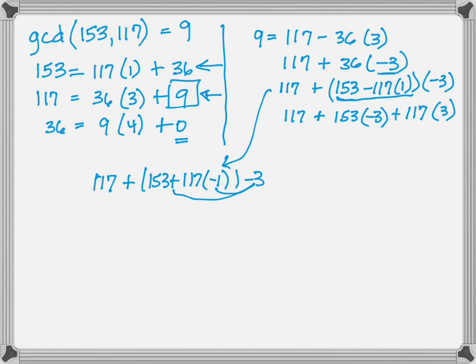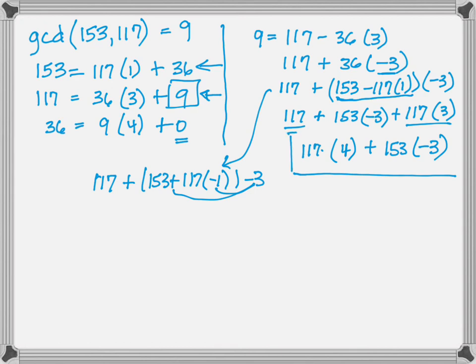All right, now I can combine my like terms. So I'm going to combine 117 times 1 plus 117 times 3, and I get 117 times 4. And then from there, I also have plus 153 times minus 3. So here is a linear equation of the two numbers. This is the final answer, and this is what you would see in SciBooks. This is the final answer for what is the GCD and the extended equation, the linear equation.